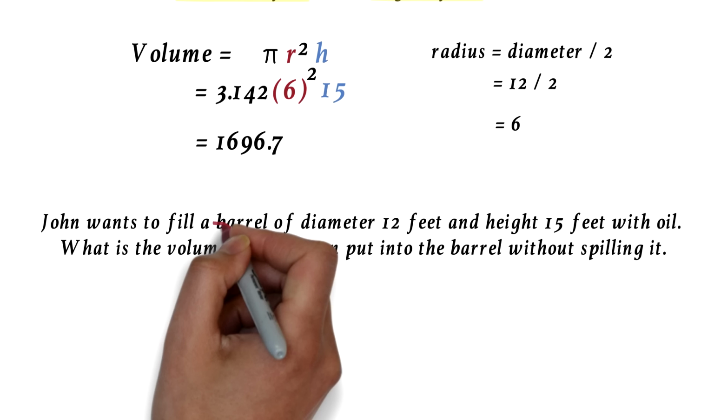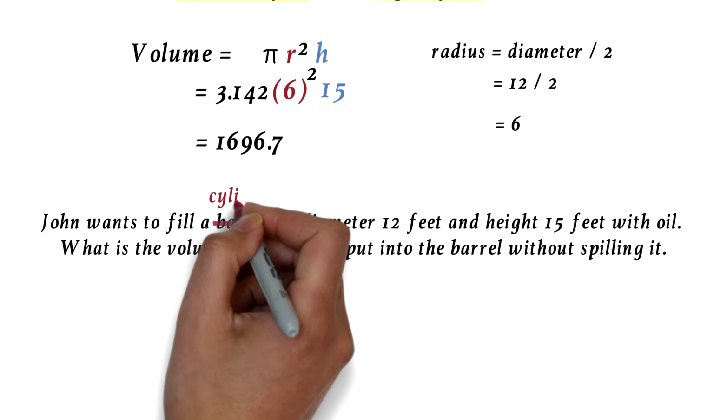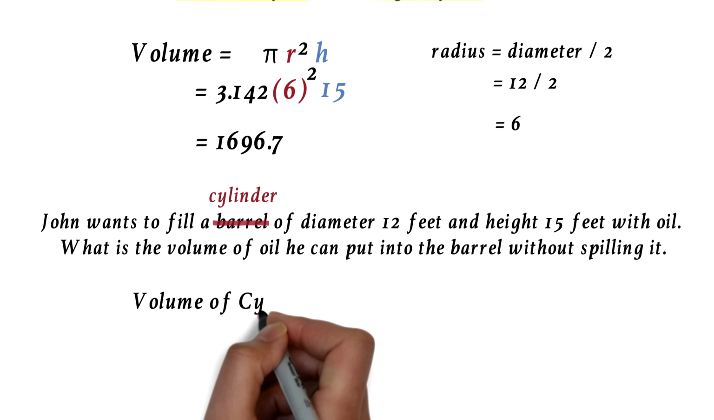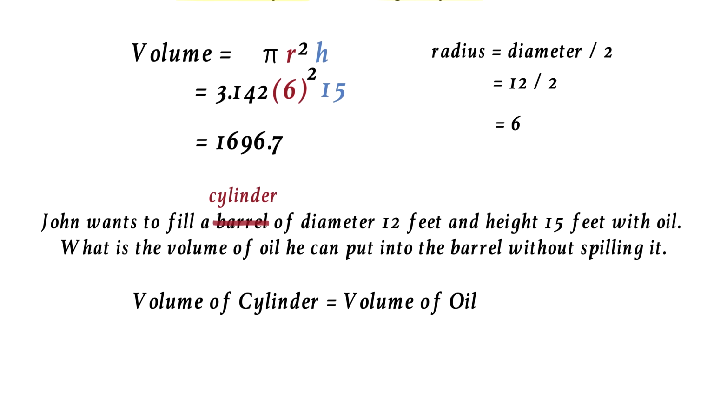First, you have to know that the barrel is a cylinder, so you can replace the word barrel with cylinder. Second, you have to know that volume of the cylinder will be the same as the volume of the oil that will be put into it without spilling it.